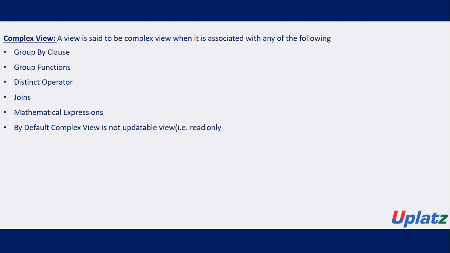Now we are going to see complex view. A view is said to be a complex view when it is associated with any of the following. So complex view is a completely opposite of simple. Let's try to understand this. A view is said to be complex view when it is associated with any of the following. What are the following things? What are the following concepts?